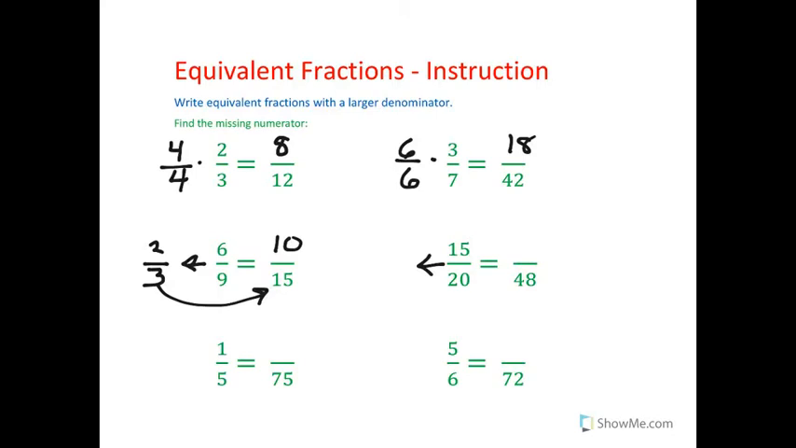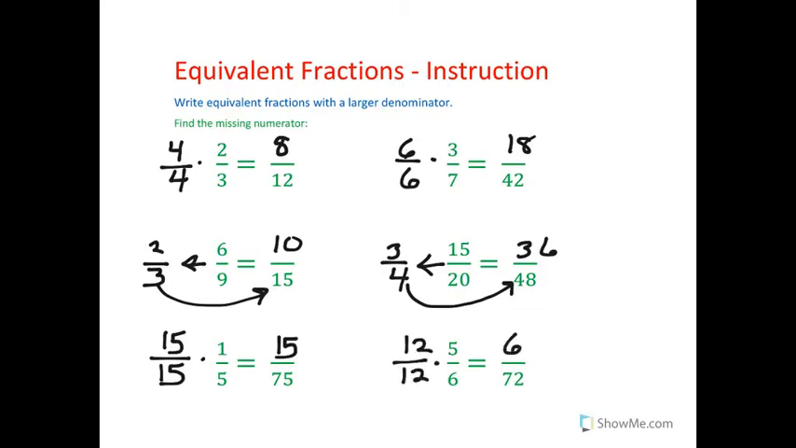20 doesn't go into 48. But if I reduce this fraction, kind of going to the left here, 5 goes into each of those, and I end up with 3/4. And again, 4 goes into 48 12 times. 3 times 12 is 36. 5 goes into 75 15 times, and 15 times 1 is 15. And 6 goes into 72 12 times, so 5 times 12 is 60.